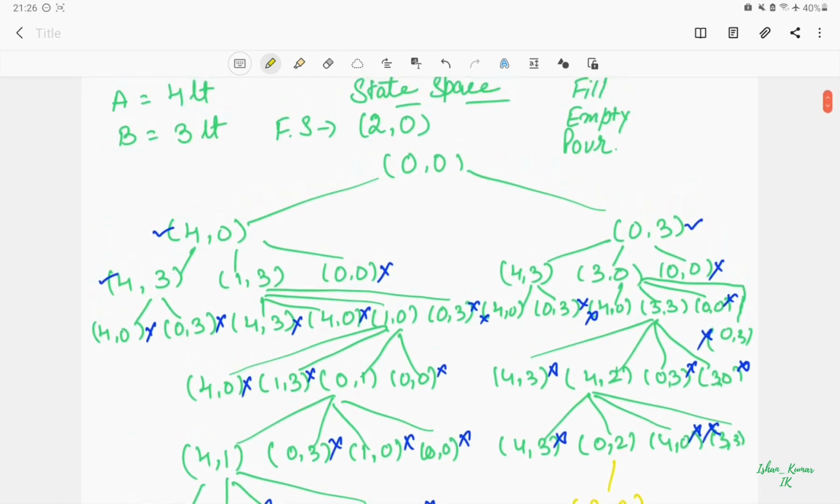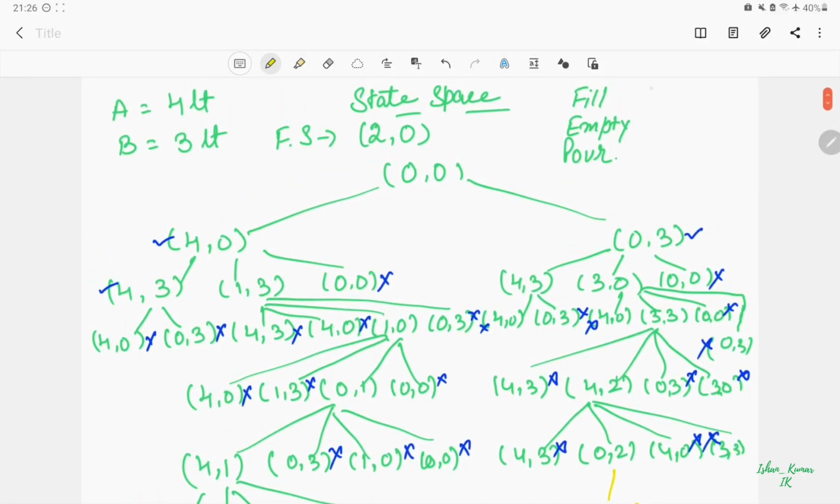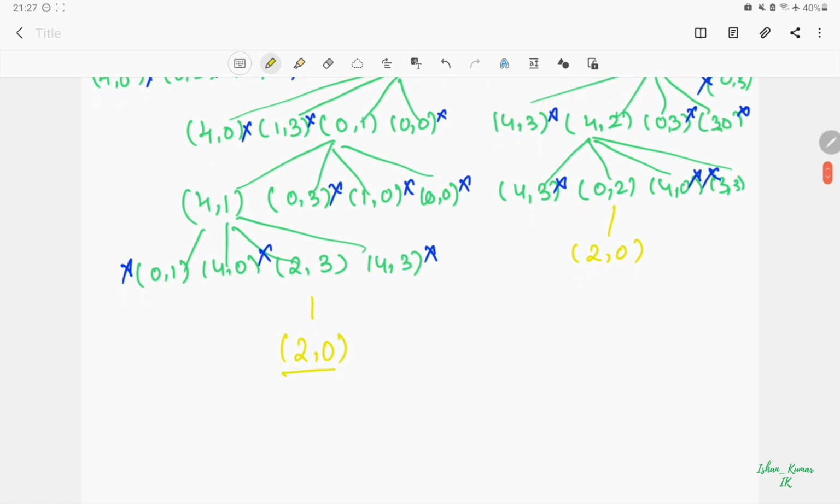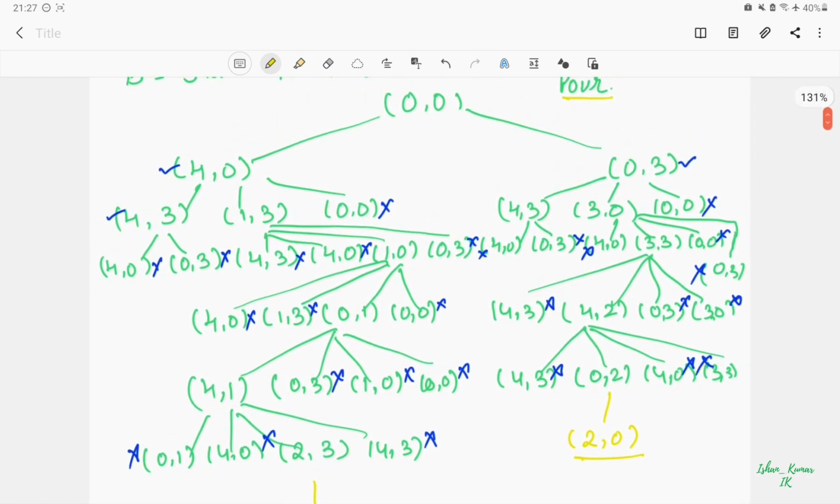So this was the example of state space where we have used the water jug problem, and we have seen how by applying 3 actions, those are fill, empty and pour, we can generate all the possible states from one state. Like from 0, 0 we generated 4, 0 and 0, 3, and so on. From 4, 0 and 0, 3 we generated all the other states, and then finally we reached our goal state 2, 0 on both left hand side and right hand side. So this was your state space example using water jug problem.